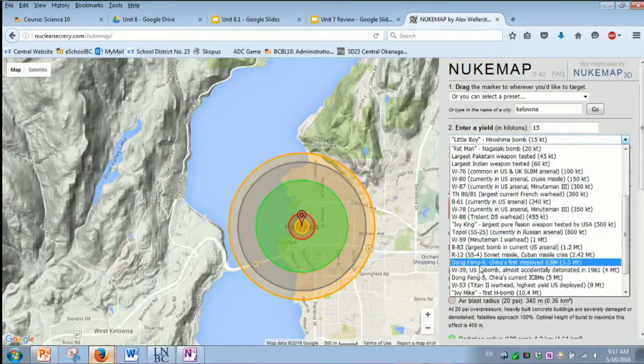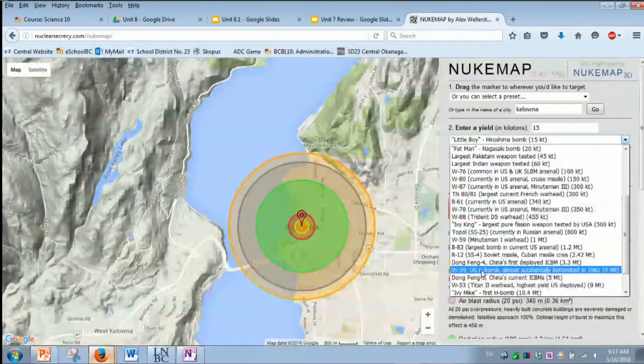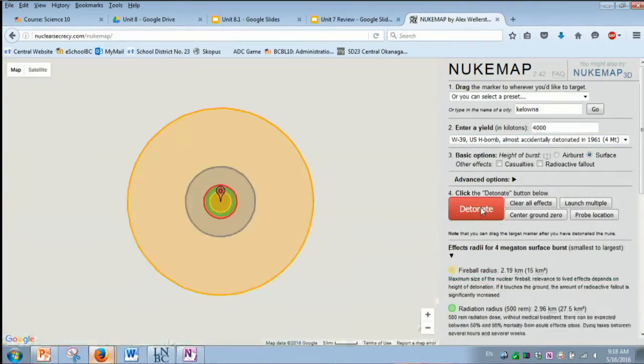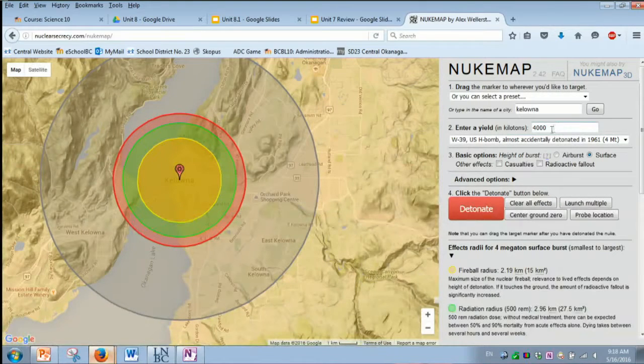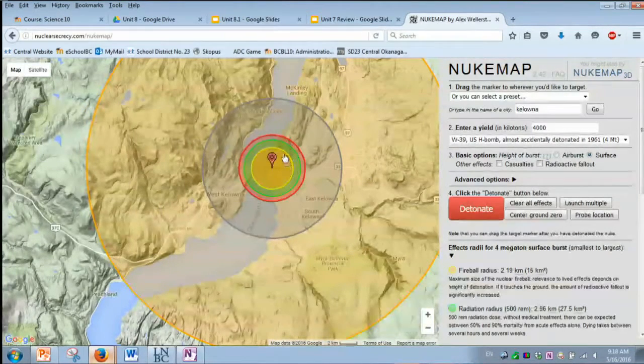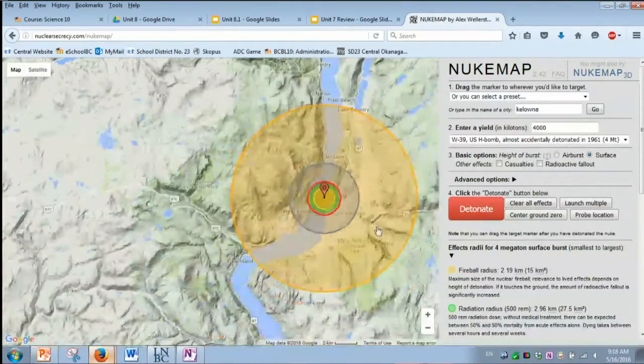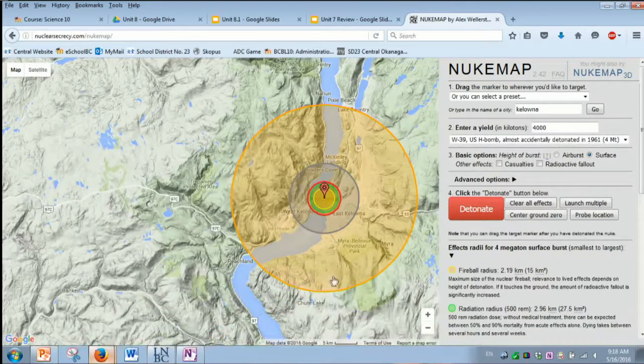this one. This bomb almost got detonated in 1961 over the United States. It was a hydrogen bomb, so we're getting even bigger. Pretty incredible. That's 4 megatons, so that's 4 million tons of TNT. Again, everything inside this little yellow circle in the middle would be incinerated. Everything up to the gray one would be knocked over, and everything out to here would be burned. So that would burn everyone from Lake Country, well past the Mission, all the way down to Peachland.